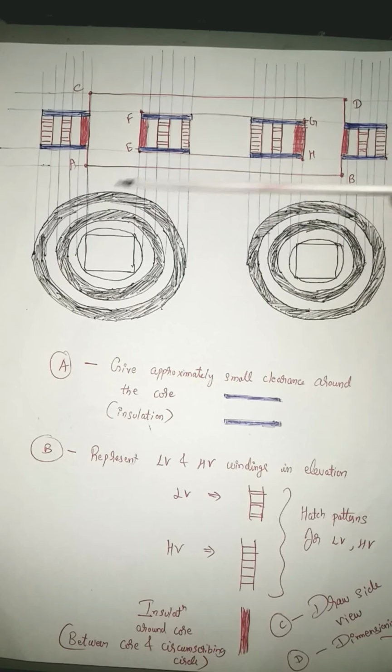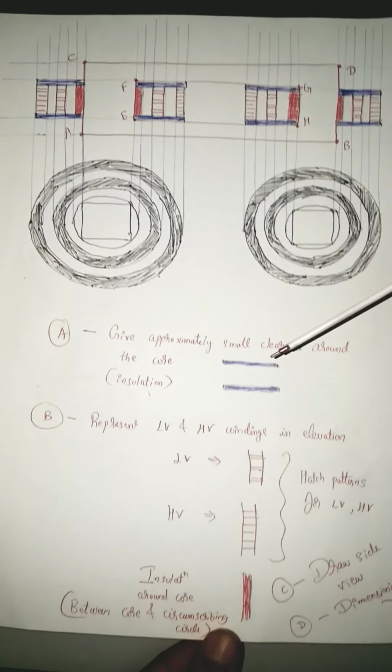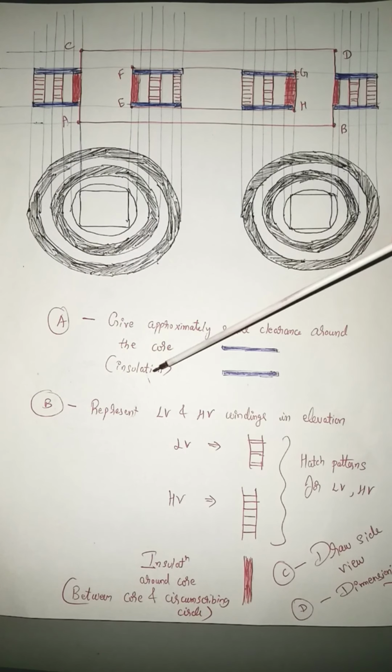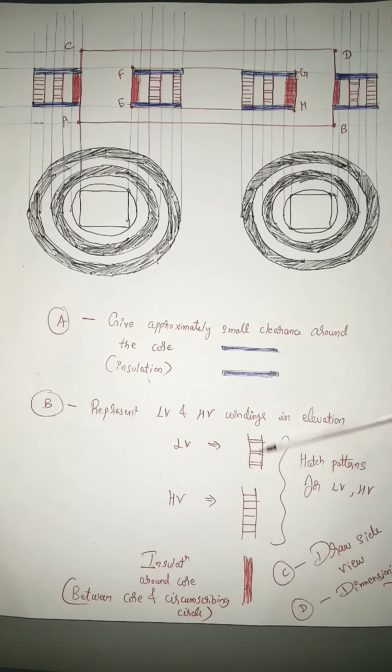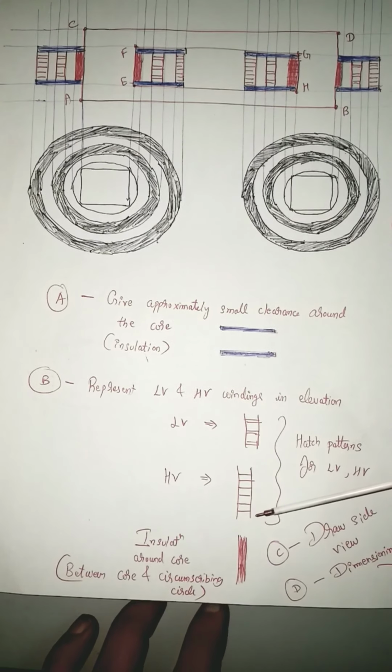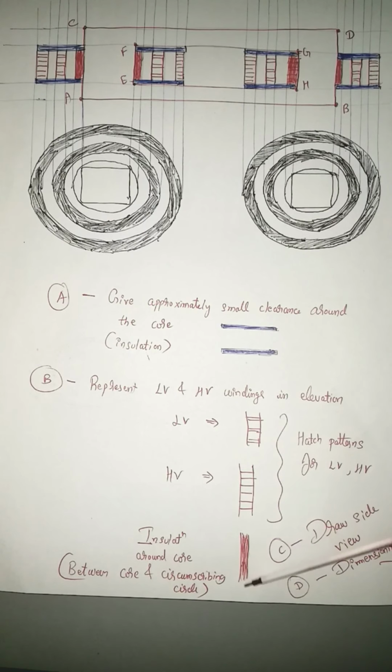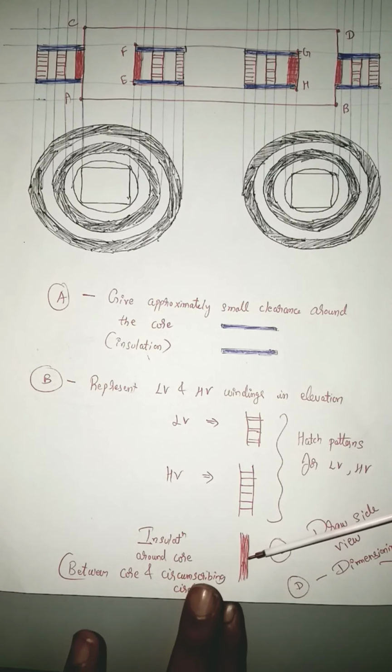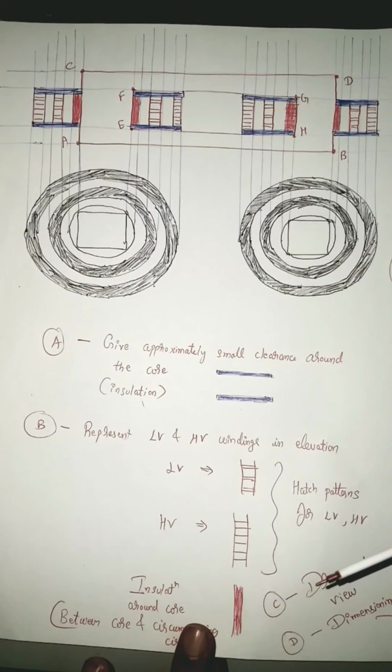Whatever is being done here, in a similar way you will have to represent the LV and HV on the second limb also. Same thing follows, which I have given in steps here again. Give an approximate small clearance around the core, that is the blue strips. Then represent the LV, HV windings in the elevation. For LV, this is the hatch pattern. For HV, this is the hatch pattern, used just for identification. Once that is done, the insulation between the core and the circumscribing circle is shown by this hatch pattern. So this finishes the elevation.